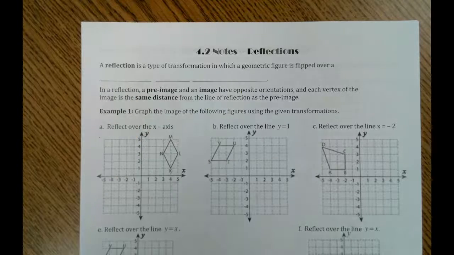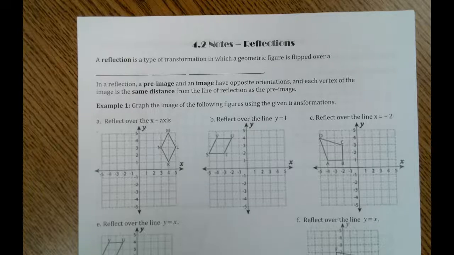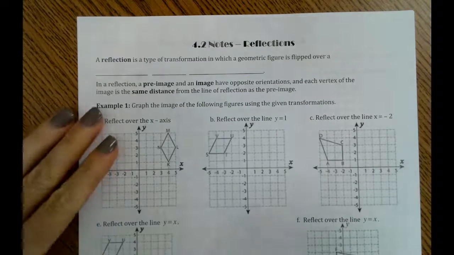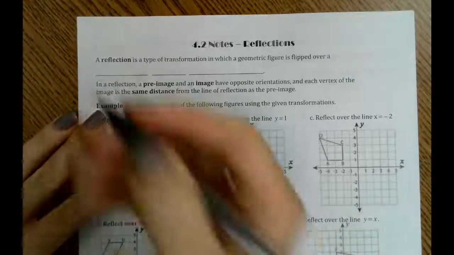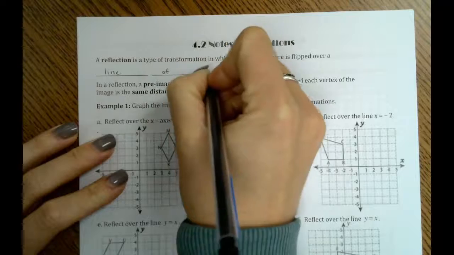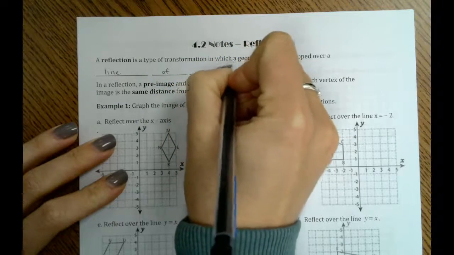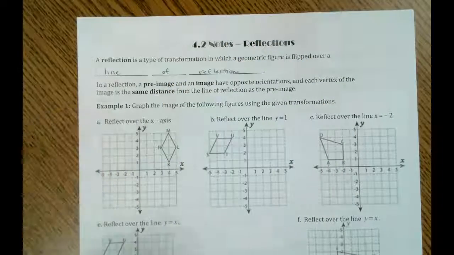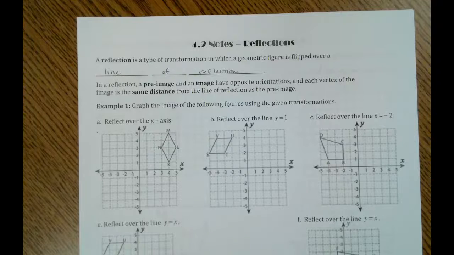Okay, group, we are on our 4.2 notes, which is reflections. And reflections are a type of transformation where our geometric figure is flipped over some sort of line, and we'll call it the line of reflection. Super fun. So this can look like so many different things.